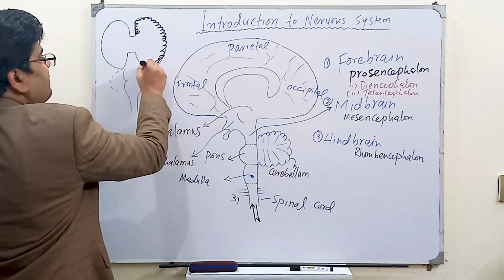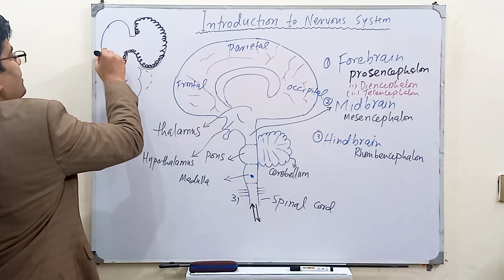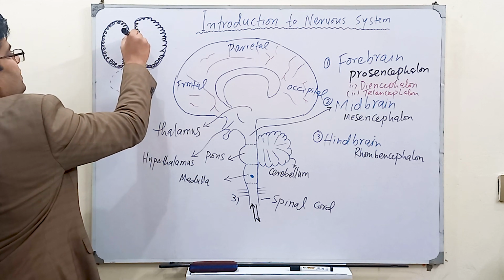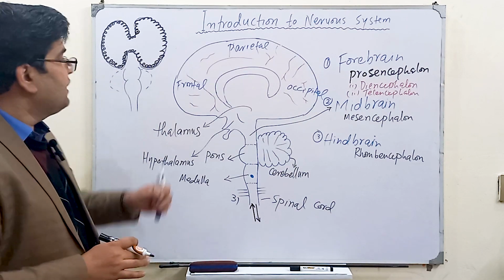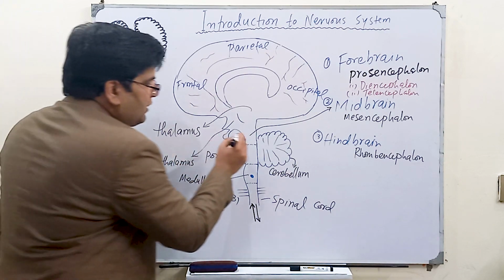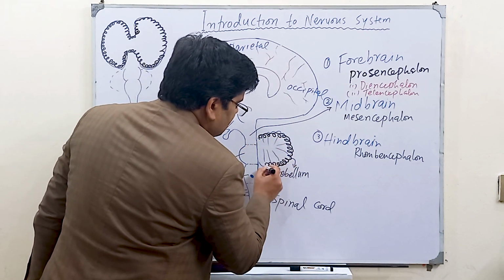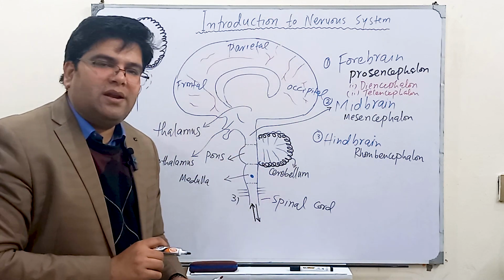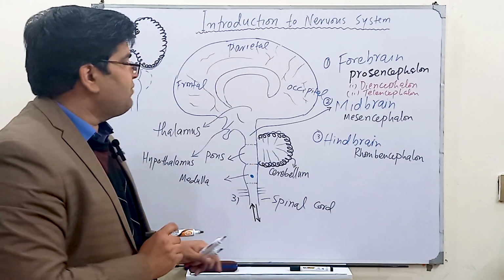And the cerebral cortex is made by the gray matter. Gray matter is actually the cell bodies of the neurons. If these cell bodies of the neurons are present on the surface, we call it cortex, like the cerebral cortex. Similarly, on the surface of the cerebellum, there is also a collection of the cell bodies of the neurons, which we call the cerebellar cortex. This is cerebral cortex, and here on the surface of the cerebellum, there is cerebellar cortex.